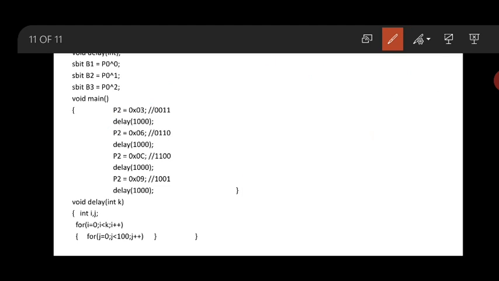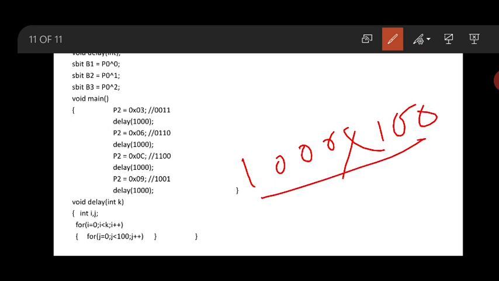In the subroutine program, 1000 is a value that is copied into K. And the loop will be repeated for how long? 1000 into 100, that is 100 times. Means this much delay will be given for each step, so that you can visualize how the stepper will be rotated. It will rotate clockwise, because the corresponding program is written for clockwise movement. I hope this program is a bit clear for you.